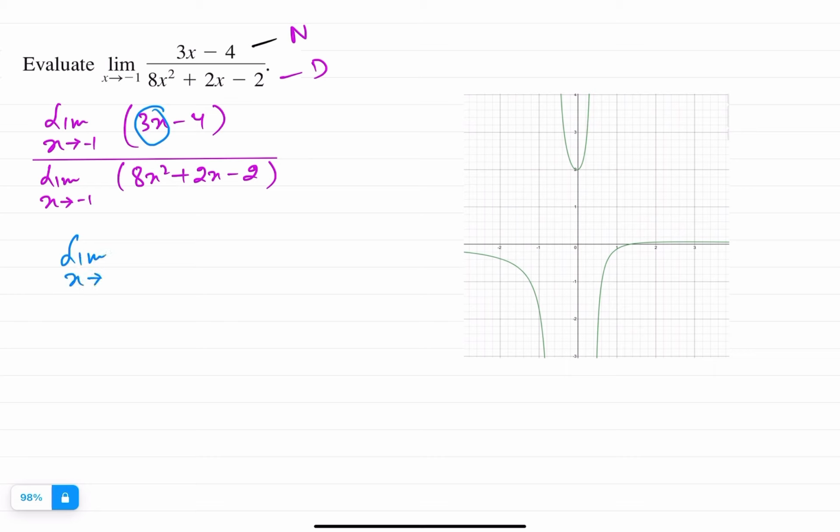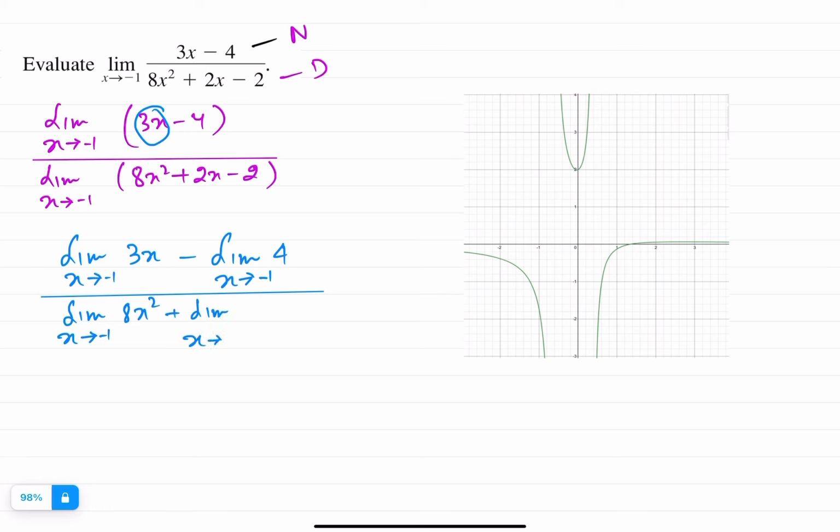Limit as x approaches -1 of 3x, minus the limit as x approaches -1 of 4. Now we can take the limit for 8x squared individually: limit as x approaches -1 of 8x squared, limit as x approaches -1 of 2x, and limit as x approaches -1 of a constant function.